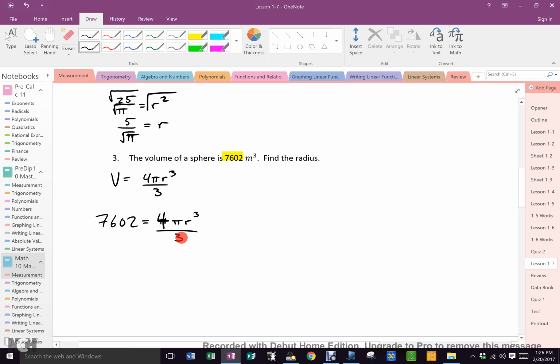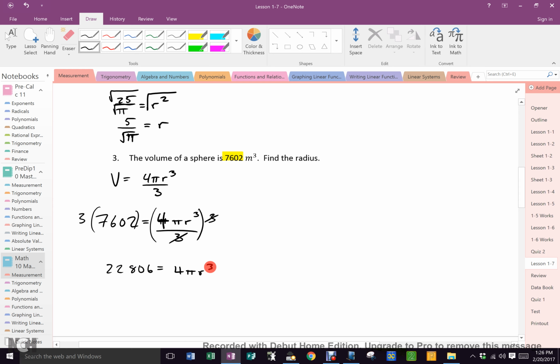So what do I got to get rid of? I got to get rid of the 3. I see divide, so I multiply by 3. Cancel, cancel, multiply by 3. So I go to my calculator, 7,602 times 3, and I get 22,806 equals 4 pi r cubed.